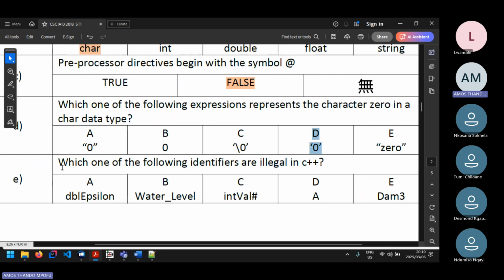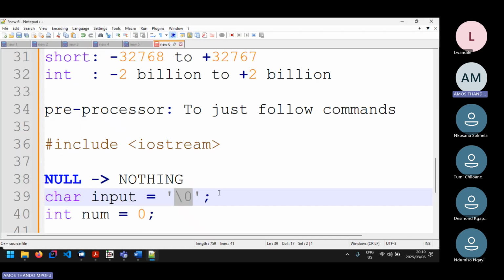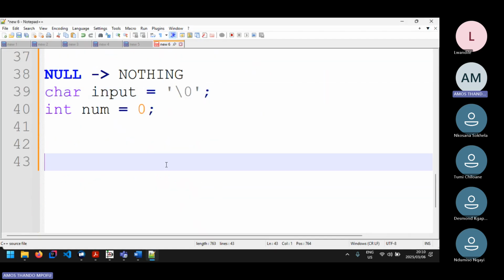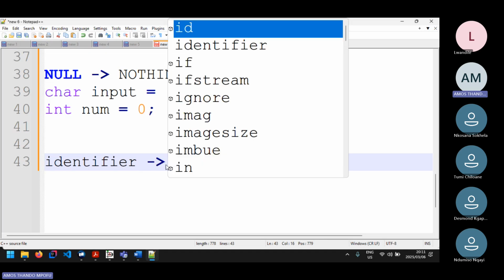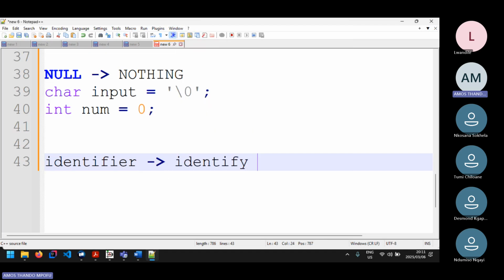So which one of the following identifiers are illegal in C++? The term is illegal. And another term that you need to understand is identifiers. I want you to understand something. Learn the skill that I have. I have this ability to look at a word, and if I see that I don't understand it, I try to break it down. For example, identifier comes from the root word identify. So that means an identifier is something that does this process of identifying.